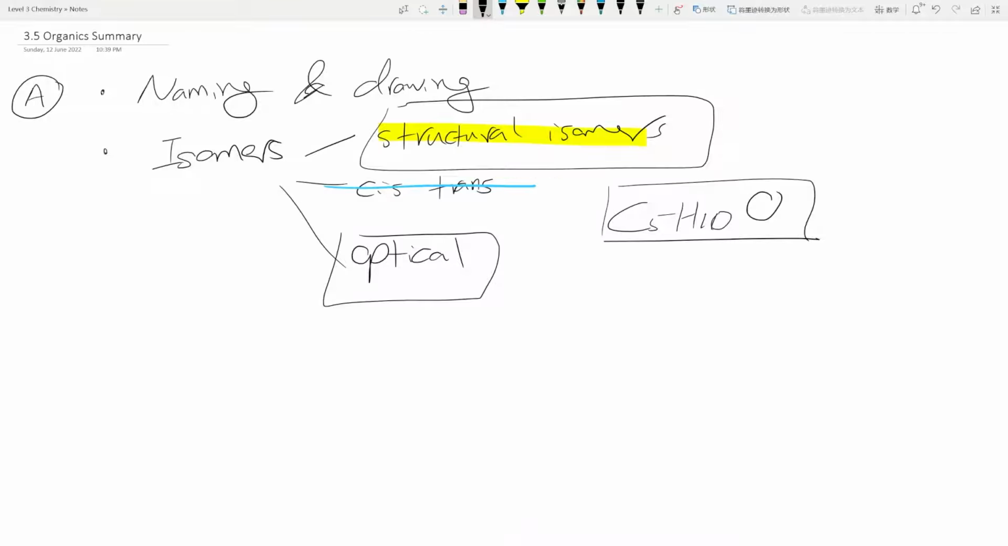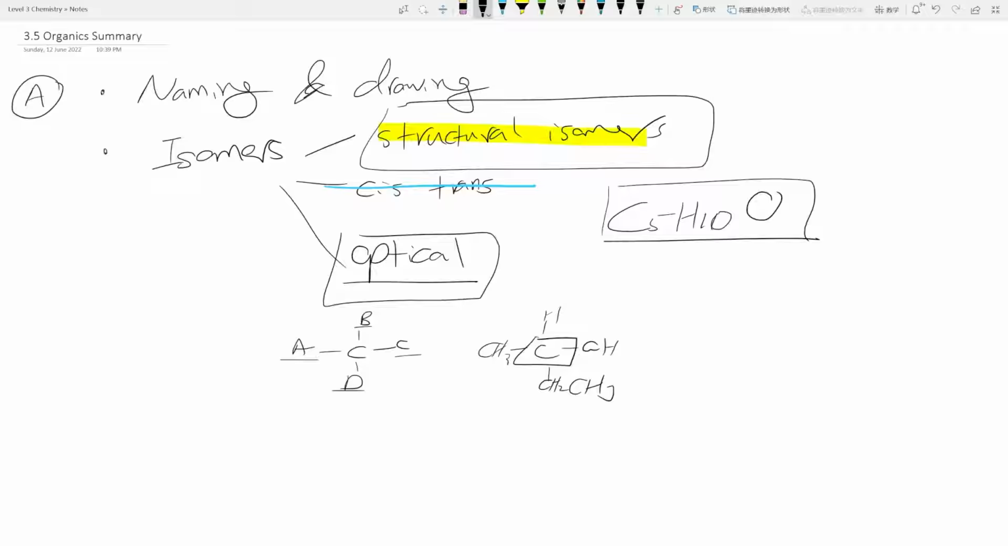Now with the optical isomer, this is something new this year, so you need to identify your chiral carbon. So this chiral carbon must be bonding to 4 different groups. It doesn't have to be specifically 4 different elements, but they need to be different groups. Like say for example, OH, H, CH3, CH2CH3. So this is 4 different groups. This is your chiral carbon, and then you can form optical isomers.